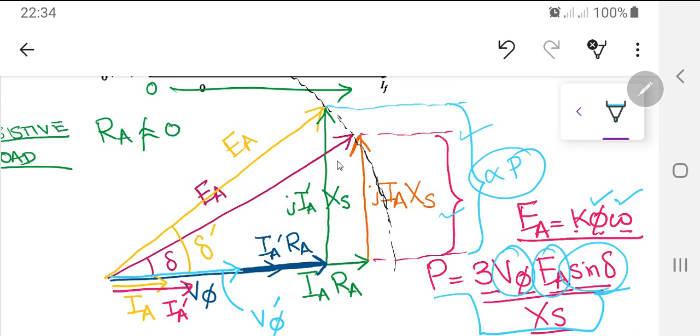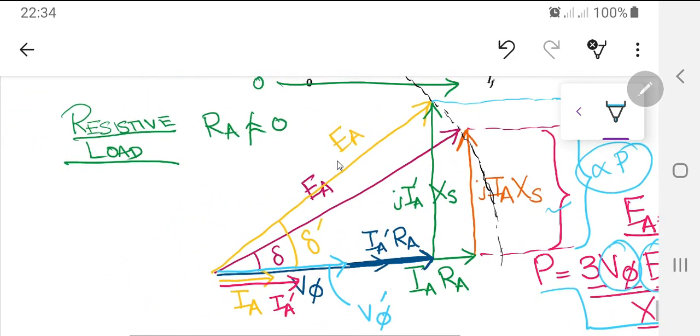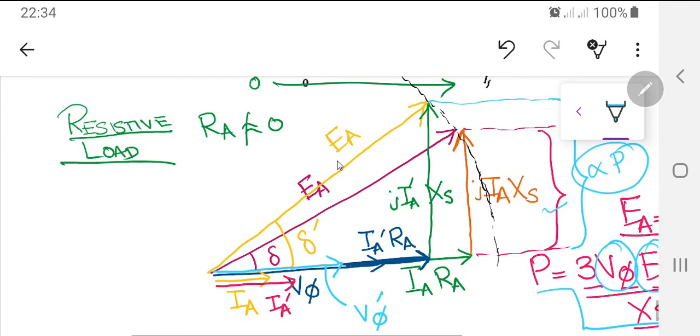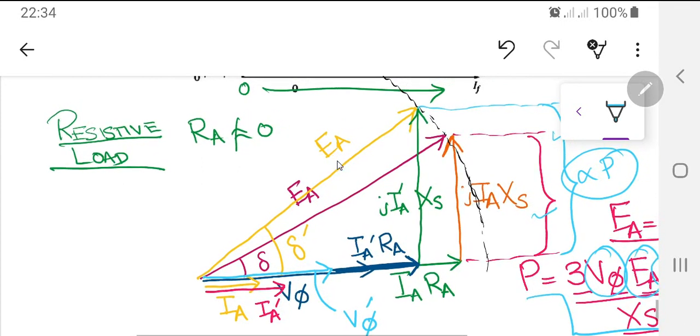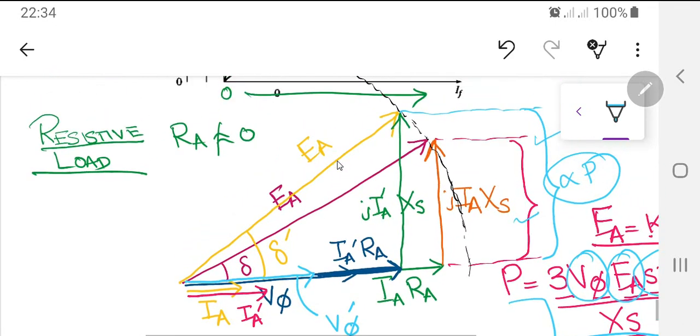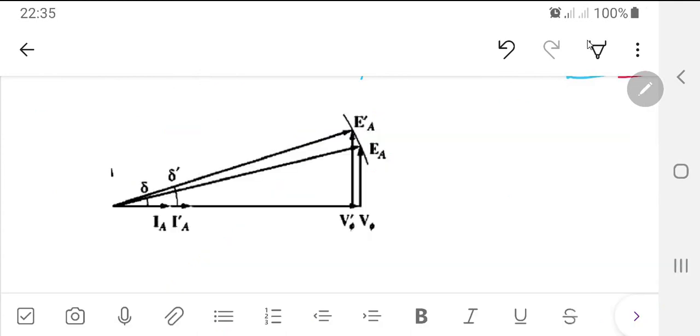It's a little complex strategy, but for a synchronous generator working alone with a resistive load, you can have a waveform something like this. This is including IARA. Now if you do not include IARA, let me show you how it happens.